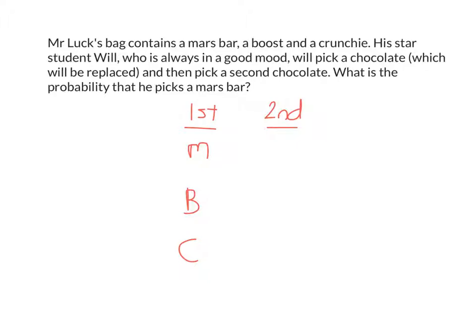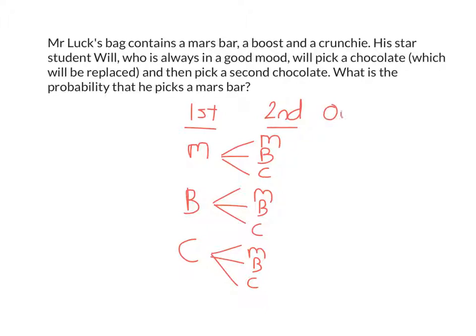The second time Will picks a chocolate, he can also get a Mars bar, because I said it would be replaced. So if he picks a Mars bar the first time, it's replaced with another Mars bar. He can get a Boost or he can get a Crunchy. Similarly, if he gets a Boost first go, he can get a Mars bar, Boost, or Crunchy. And if he gets a Crunchy first go, second go, he can get a Mars bar, Boost, or Crunchy.